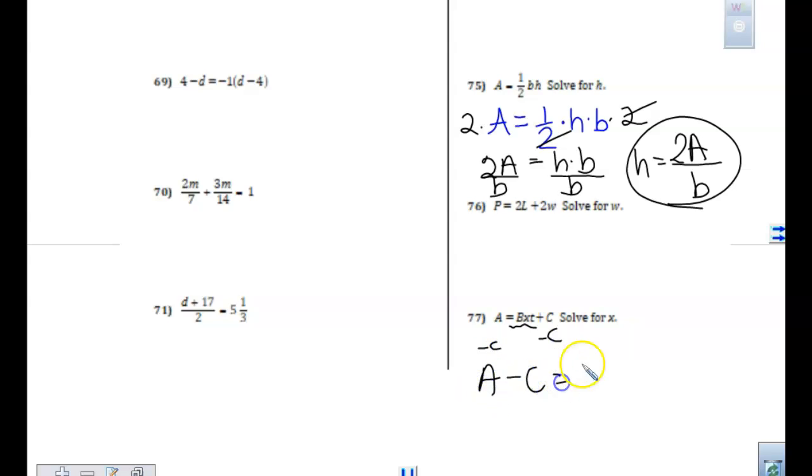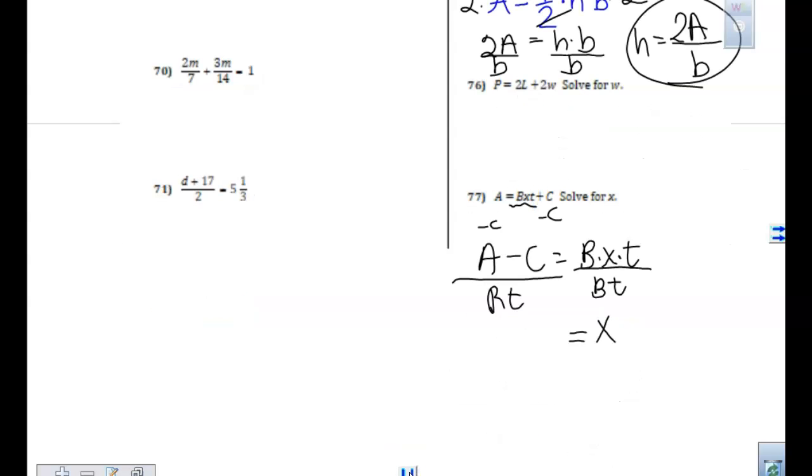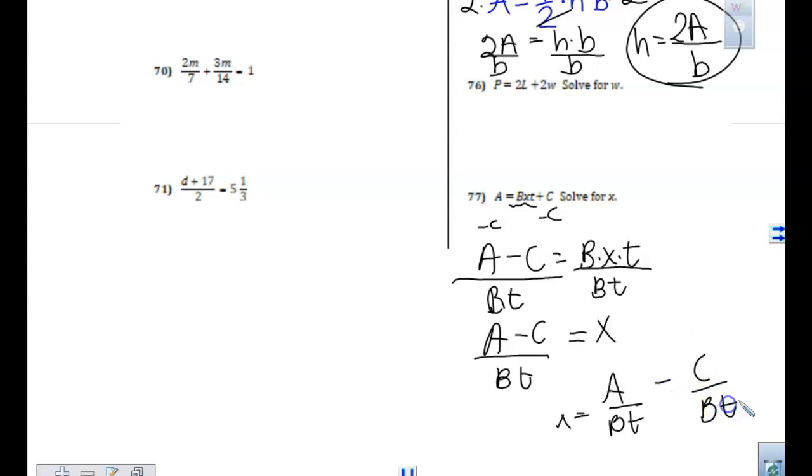A minus C equals B times X times T. Only thing I want to find is X. So Allie, what could I do to get this X by itself since it's times B and times T? Divide by B. Can I do it all in one? Because nothing simplifies for sure. I can do it all in one. So A minus C all over BT. Could someone else have written it this way? A over BT minus C. Yep. Same answers, just written differently. Okay.